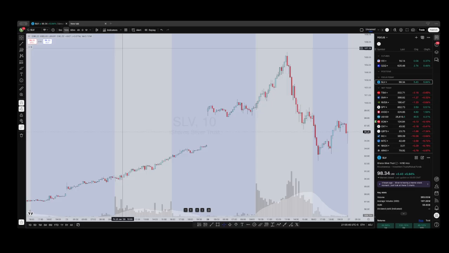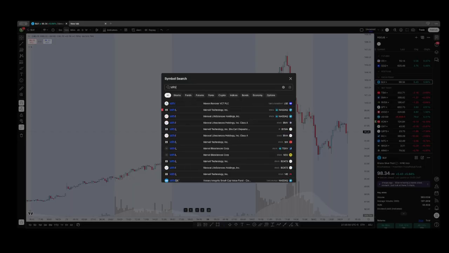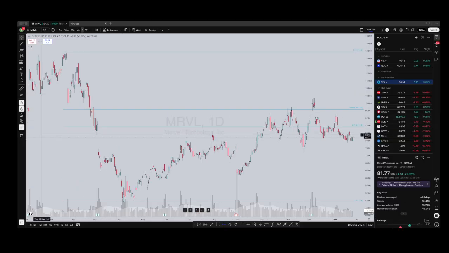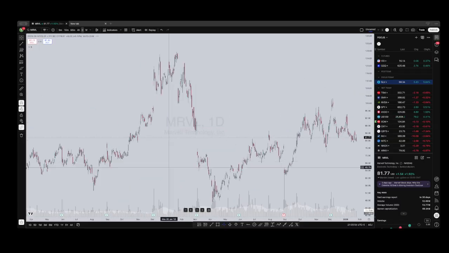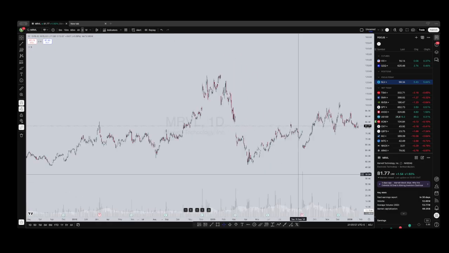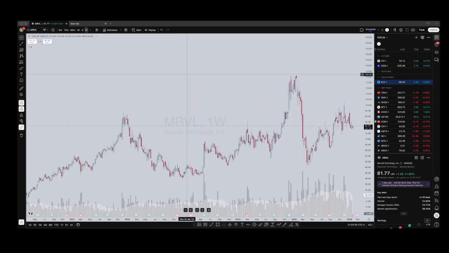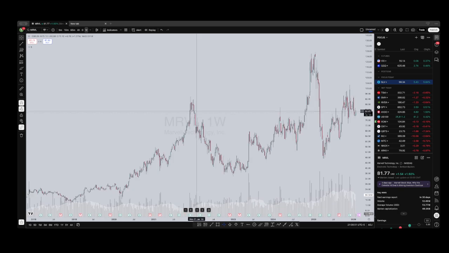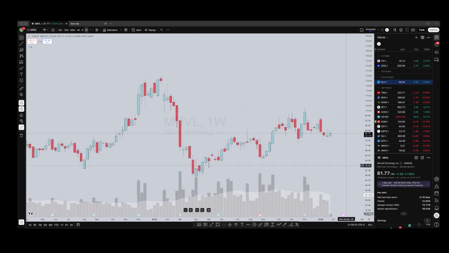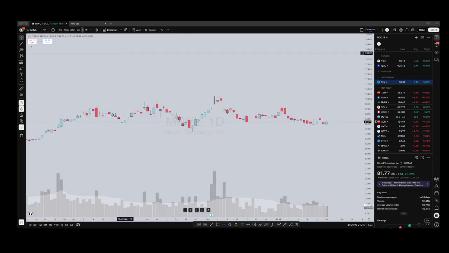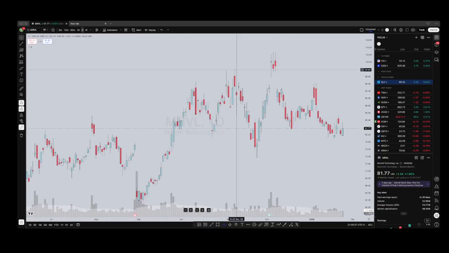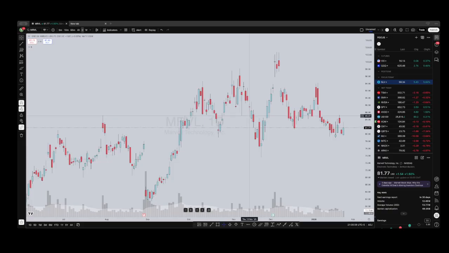But yeah, you guys have any more questions? Oh, is Marvel in distribution? Sorry, I didn't see that. Let's take a look. Potentially, yeah, maybe. It's kind of a messy chart though. I don't like charts that look like this. But this could be some sort of failed breakout for sure.